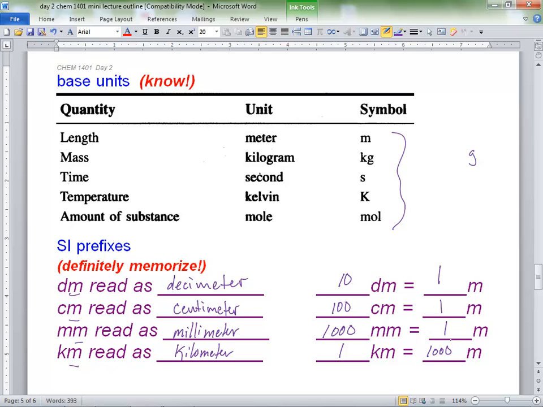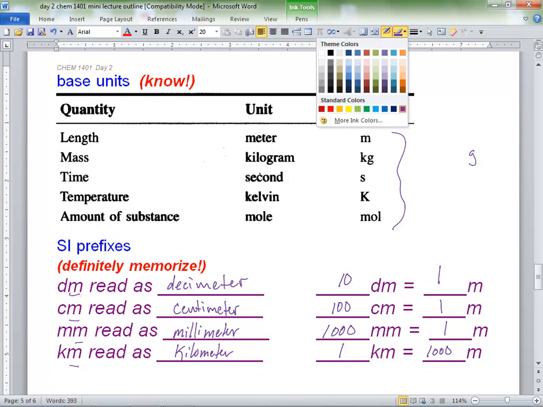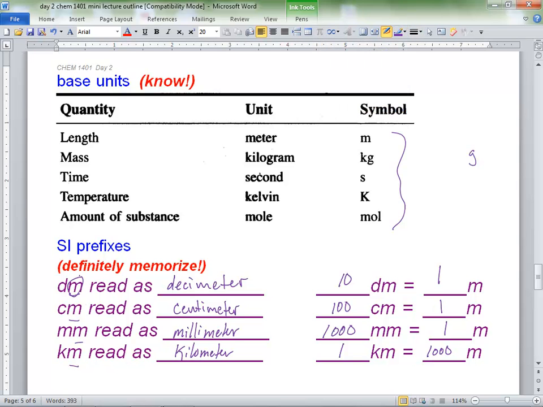So the number almost always goes with the prefix, except for with kilo. That goes with the meters. Okay. And this last part here, remember, that could be gram, it could be seconds, it could be moles, meters. Okay.